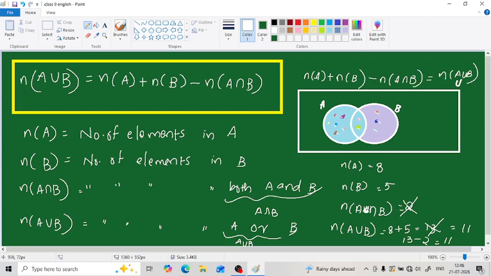So n of A union B equals n of A plus n of B minus n of A intersection B. That is what the equation means. Okay, so we understood the equation. Now let's move on to the exercise questions.